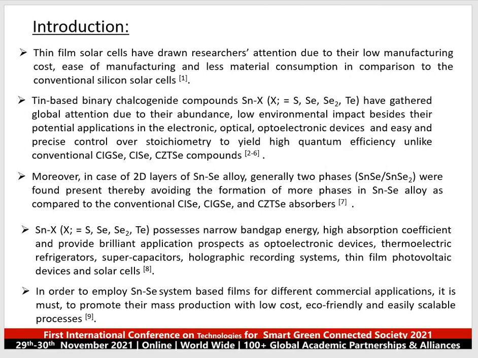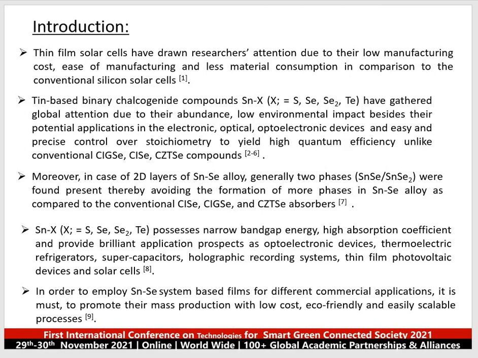Tin-based binary chalcogenide compounds such as SnS, SnSe, SnSe2, SnTe have gathered global attention due to their abundance, low environmental impacts, besides their potential applications in electronic, optical, optoelectronic devices, and easy and precise control over stoichiometry to yield high quantum efficiency, unlike conventional CIGSe, CISe, CZTSe compounds.